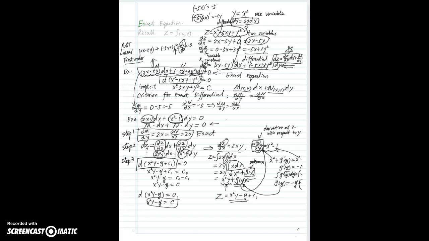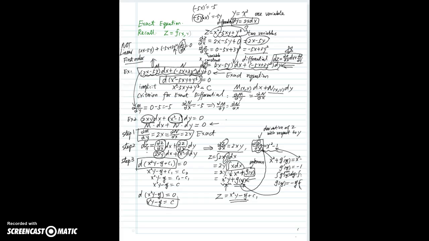Exact equations. So this is another type of differential equation. So first of all, we need to review something we have learned in calculus class. If we have a function with two variables, z is a function of x and y.